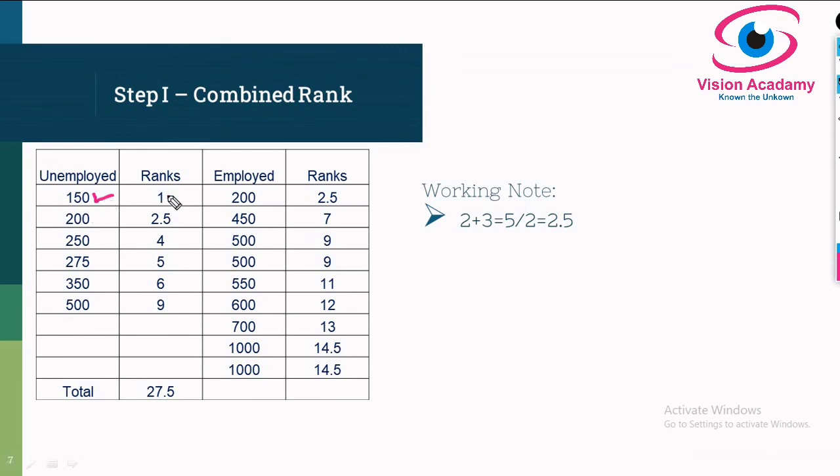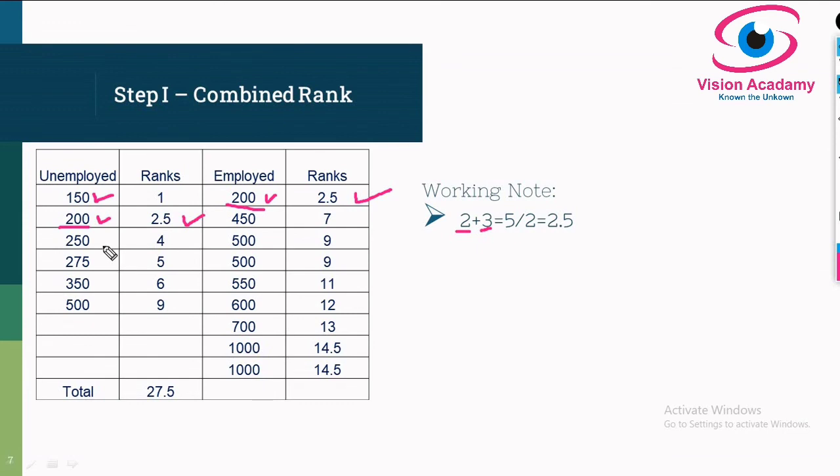So I have given first rank to that, and second one is 200. Here we have 200, and here we have one more 200. This 200 in the unemployed category is the second positional data, and this 200 in the employed category is the third positional data. So 2 plus 3 is 5. Since we have added 2 observations, we'll divide by 2. So 5 by 2 is 2.5. Here I have given 2.5, and here also 2.5.